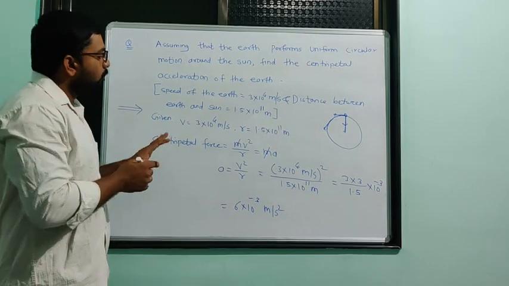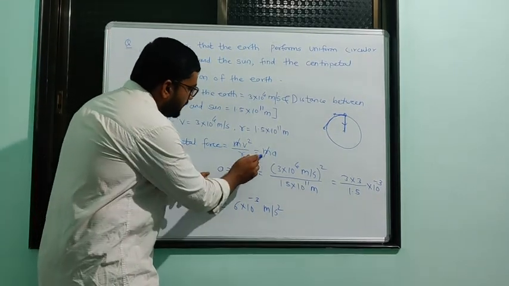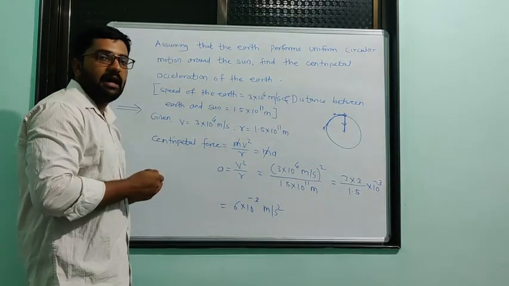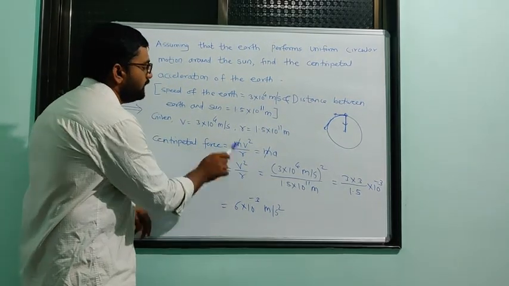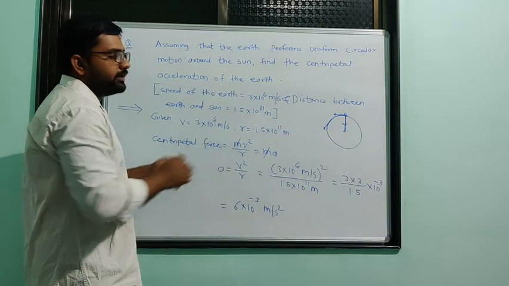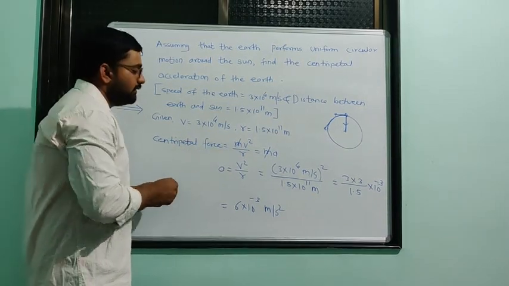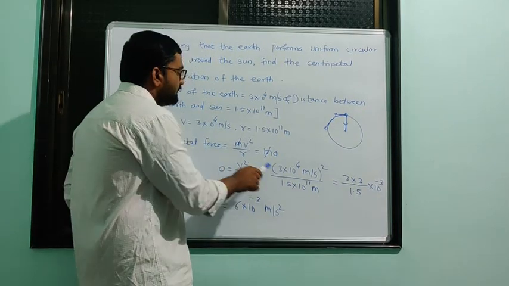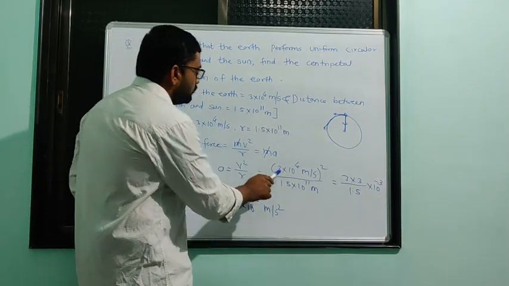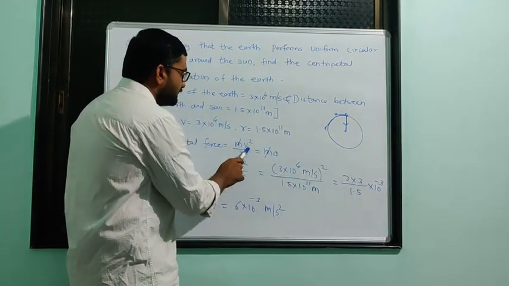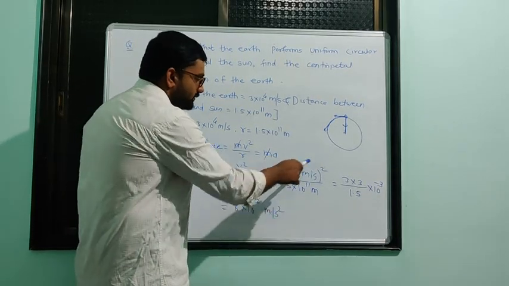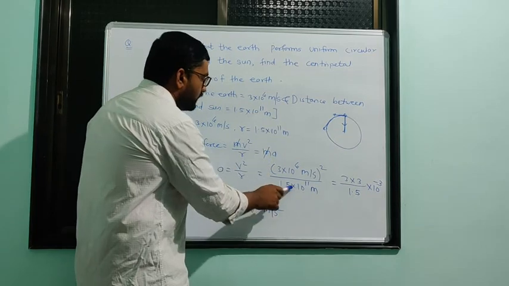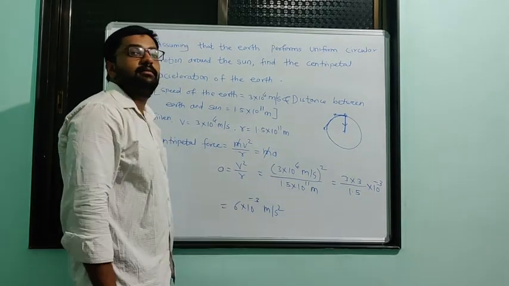Okay, so now the equation will become a equal to v square divided by r, and we have the values of v and r. By just putting the values of v and r, we get the answer, that is the acceleration. So our v is how much? 3 into 10 raised to 4 meter per second. It's squared, v square, divided by our distance r, 1.5 into 10 raised to 11 meter.